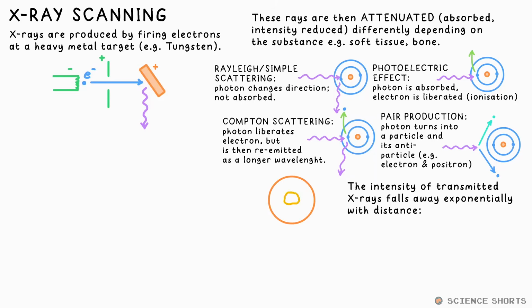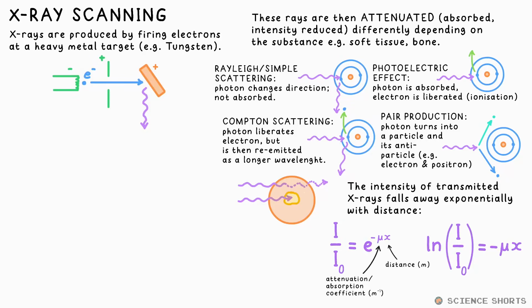Whatever happens, the intensity of the X-rays is reduced a different amount depending on what is doing the attenuating, bone, soft tissue, etc. We have an equation to describe the exponential decay of the intensity, but it's not with time, it's with distance through the material. I over I0, intensity over initial intensity, is equal to e to the minus mu x, where x is the distance it travels through the material, and mu is the attenuation or absorption coefficient, just a constant that's different for every material. And as you know, that this power can't have a unit, mu must have the unit meters to the minus 1.